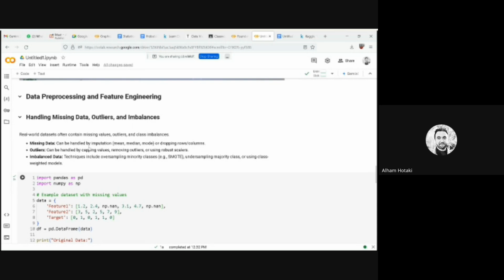If you're dealing with a real world problem, then a real world data set, I'm 100% sure that there will be missing data. So how to handle the missing data? Either by imputation. Imputation of what? Mean, median, mode, or dropping rows or columns. So these are different things that you can do to handle the missing values.